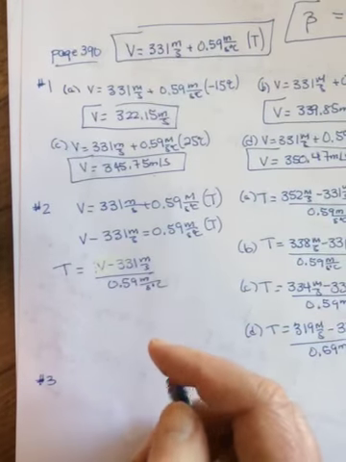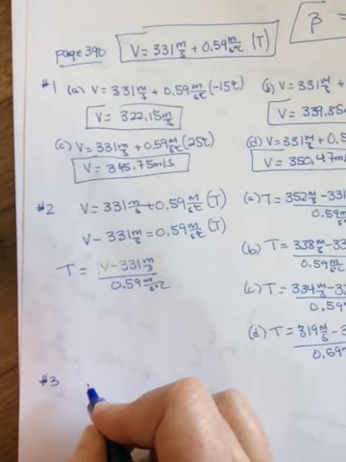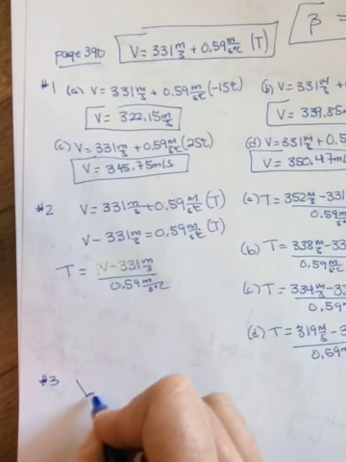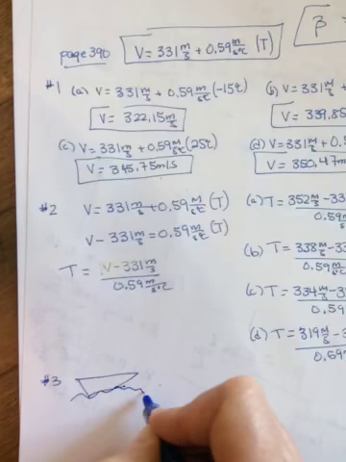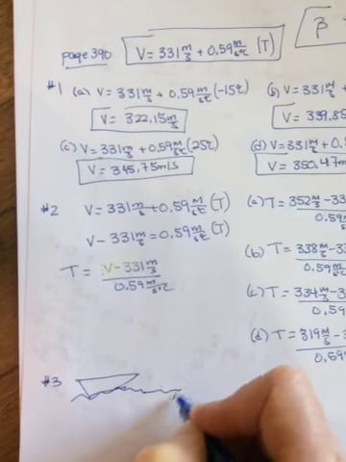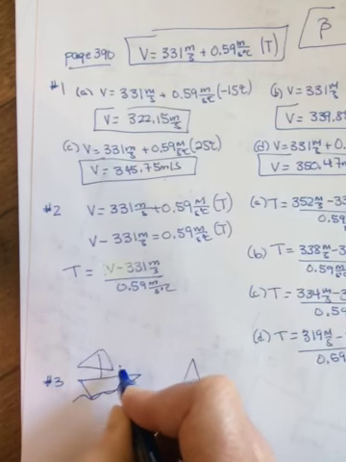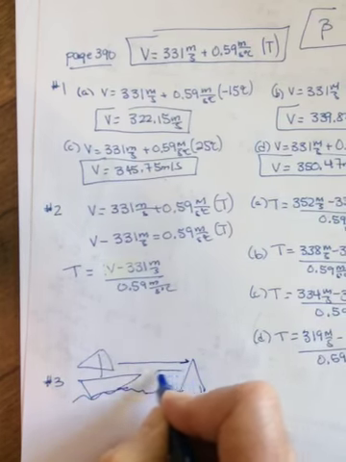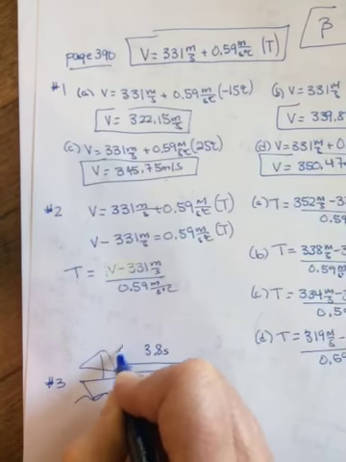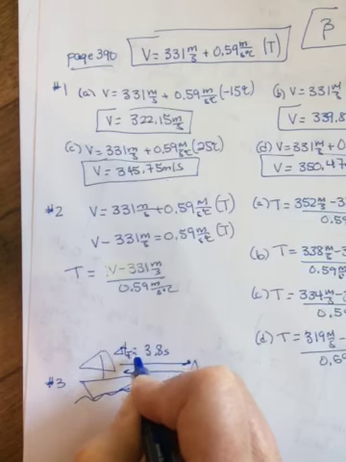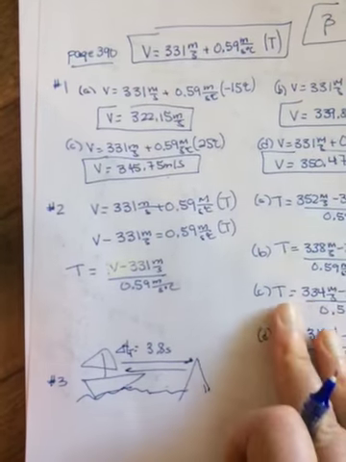The sound of the echo from an iceberg is heard on the ship 3.8 seconds later. Okay, so here's my ship in the water, and here's my iceberg. Okay, so the sound from the ship goes over and comes back in 3.8 seconds. So this is delta T total. How far away is the iceberg if the temperature of the air is negative 12 degrees?